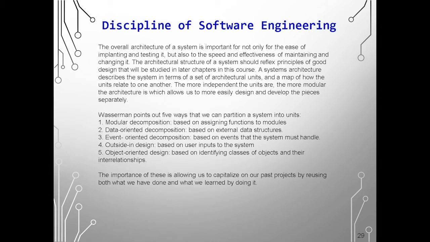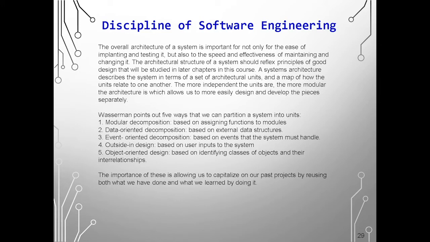And system architecture is important for not only the ease of implementing and testing, but also for the speed and effectiveness of maintaining and changing the architecture. An architectural structure of a system should reflect principles of good design, just like in coding. And we will study this more in depth in later chapters. The system's architecture describes a system in terms of a set of architectural units and a map of how the units relate to one another.